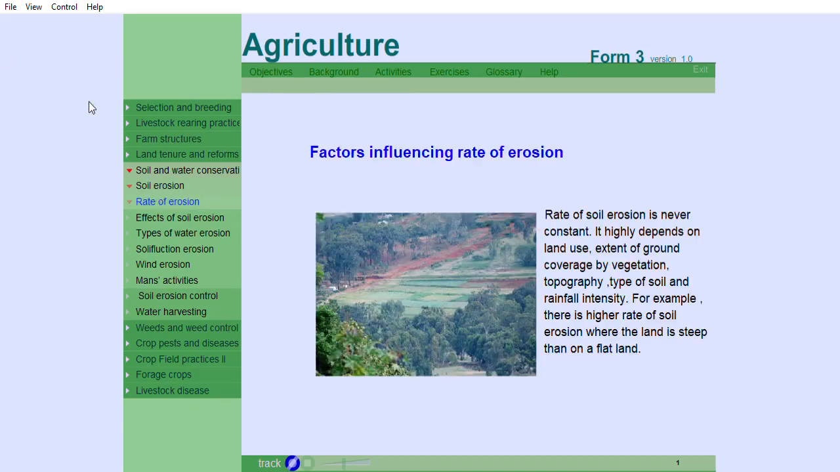Factors influencing rate of erosion. The rate of soil erosion is never constant. It highly depends on land use, extent of ground coverage by vegetation, topography, type of soil, and rainfall intensity. For example, there is a higher rate of soil erosion where the land is steep than on flatland.